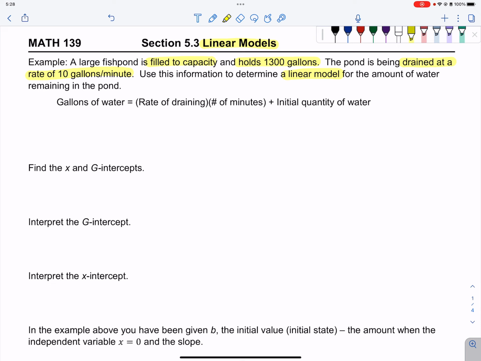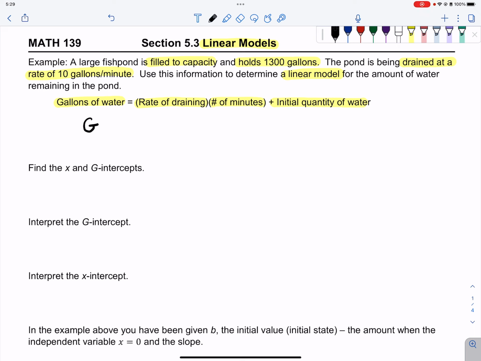We can do this by saying that the gallons of water is equal to our rate of draining being multiplied by the number of minutes that have gone by, and then adding on the initial quantity of water that we have. So let's give some variables for what these are. We have our gallons of water. I'm going to call that G.